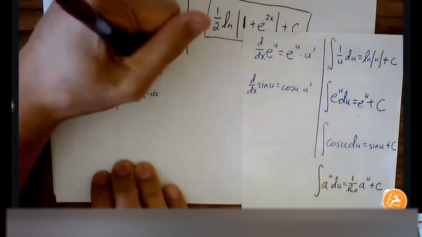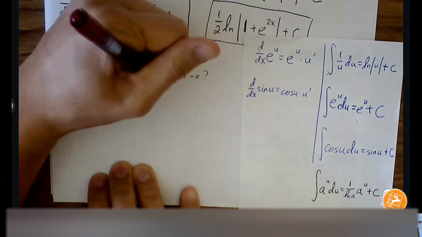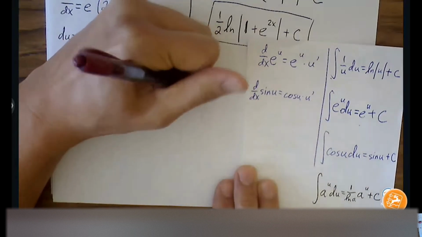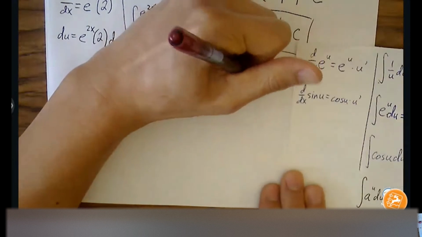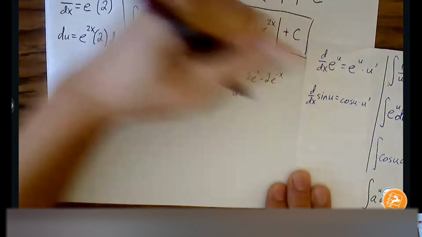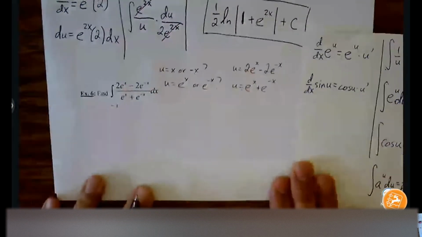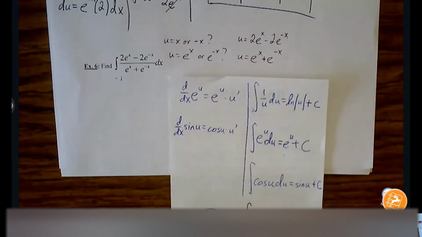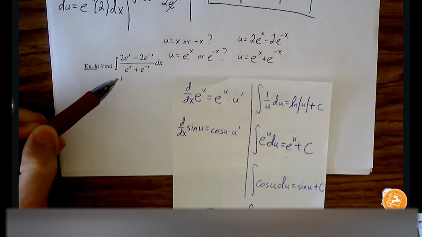Let me list out some possibilities here. Maybe the u is the x or the negative x. Maybe it's e to the x or e to the negative x. Maybe it's the numerator. Maybe it's the denominator. All right, what's going to fit and move us towards one of our rules here? Okay, probably the denominator.